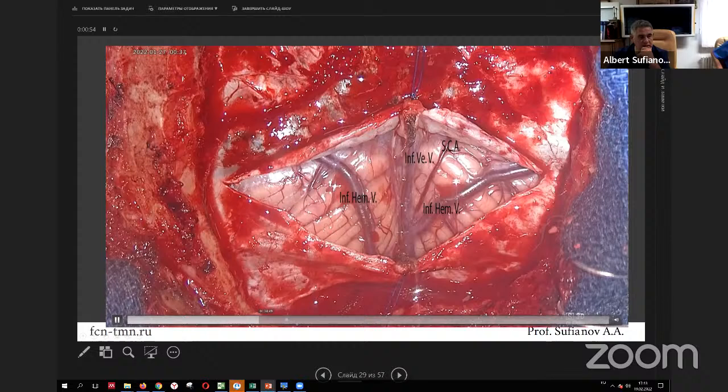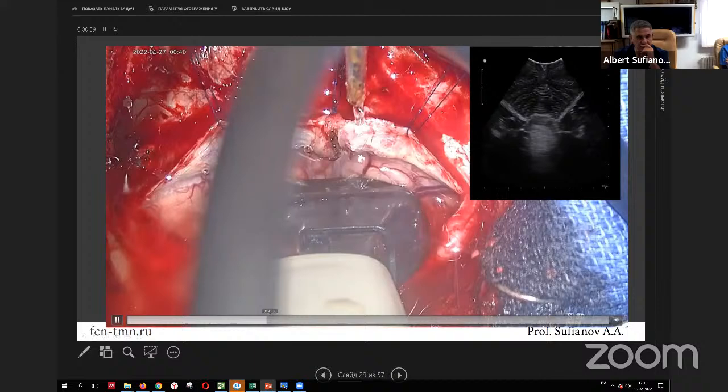First, we do some ultrasound control before the operation. You see the tumor very nicely.